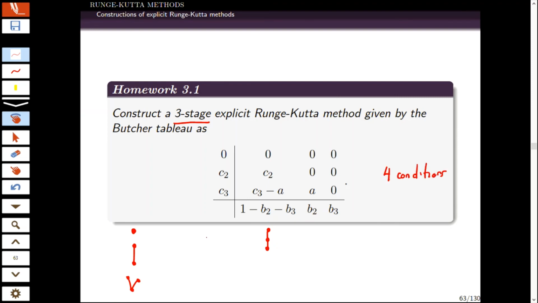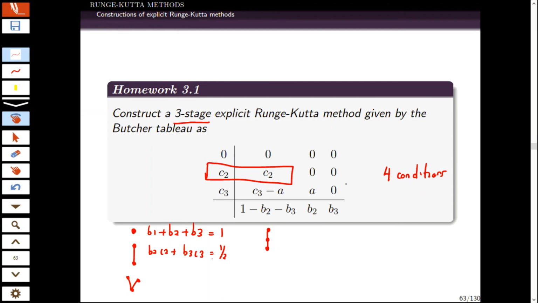Okay, so we know these are the same. And C3 will be C3 minus A. And then if this is my B1, B2, B3, so we know that for this condition, B1 plus B2 plus B3 equals 1. Okay, now for this condition, B2 C2 plus B3 C3 equals half.